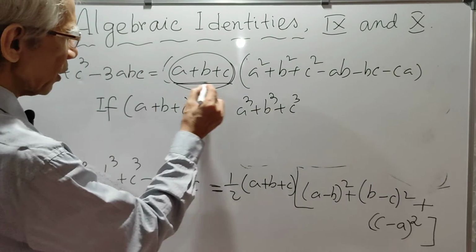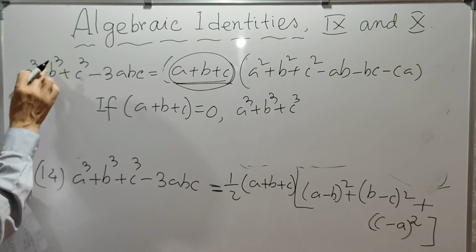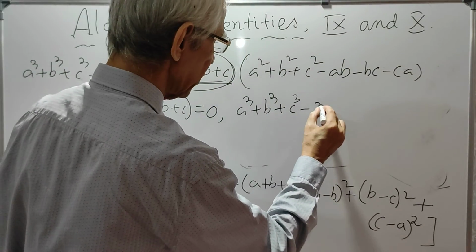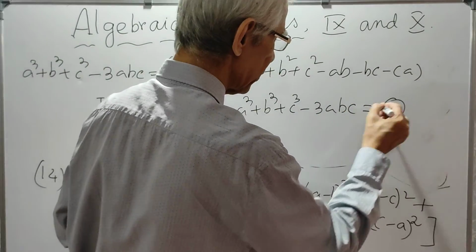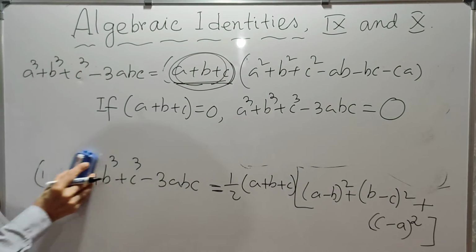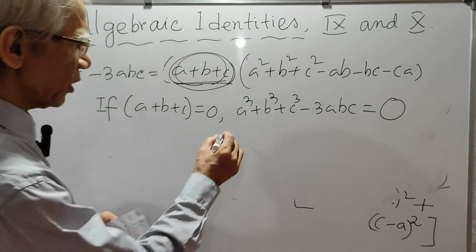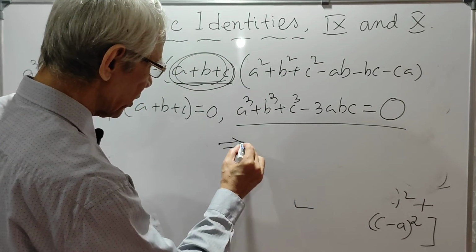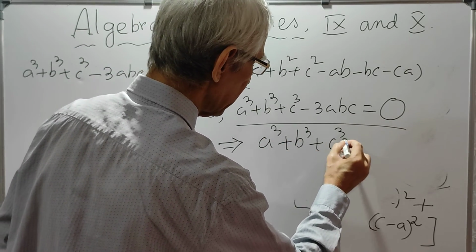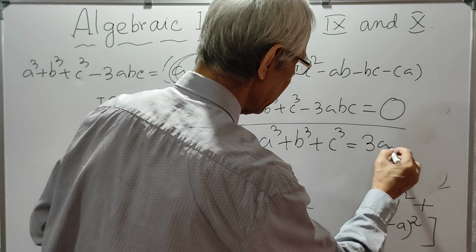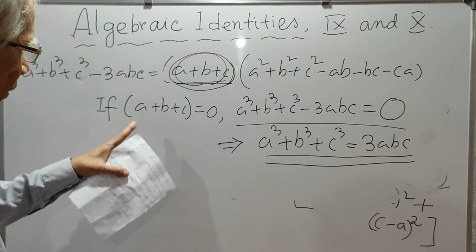Now suppose we put this value equal to 0. Then this right hand side will become 0, because 0 into anything is 0. So a cube plus b cube plus c cube minus thrice abc will become 0. So if a plus b plus c happens to be 0, then from here, one more step, a cube plus b cube plus c cube equal to thrice abc.